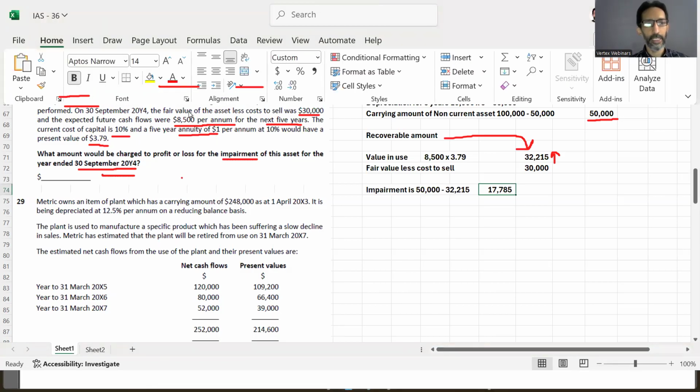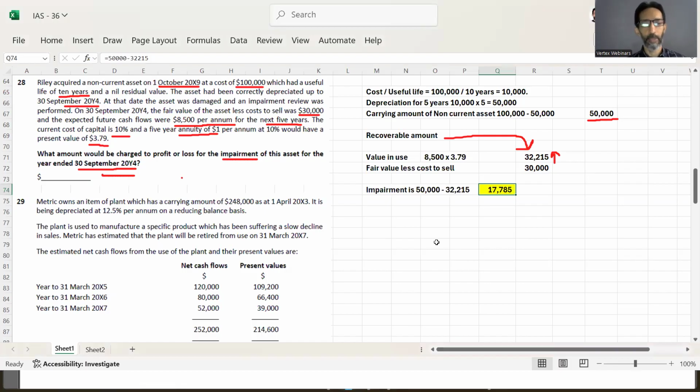Okay, fine. So we have 17,785. This is the impairment that will be charged to the profit or loss. Okay, 17,785. So I hope this is clear.